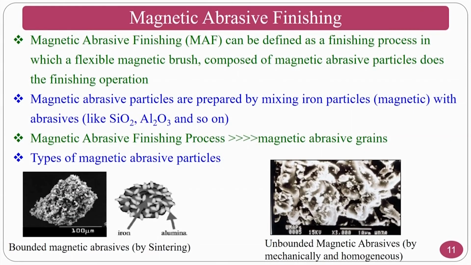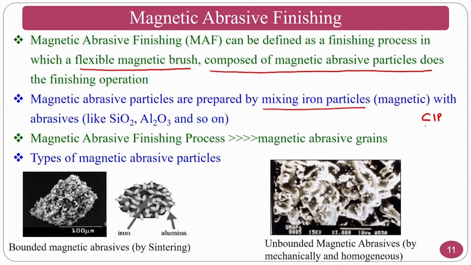So, magnetic abrasive finishing can be defined as a finishing process with a flexible magnetic abrasive brush composed of magnetic abrasive particles along with the CIP particles and other things. Okay. So, magnetic abrasive particles are prepared by the mixing of iron particles. Normally, iron particles are called CIP, carbonyl iron particles. These are normally a very pure variety of iron particles. Whenever you have a magnetic field, these CIP particles form a chain from north pole to south pole.